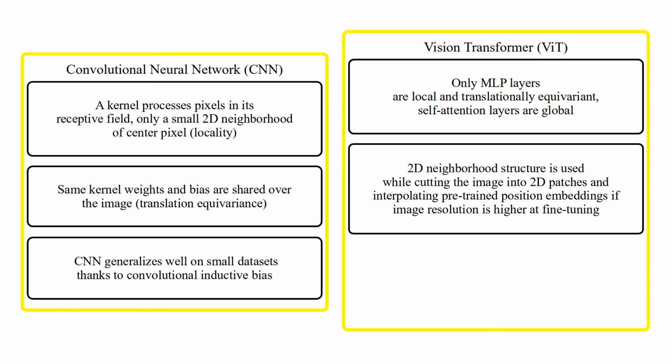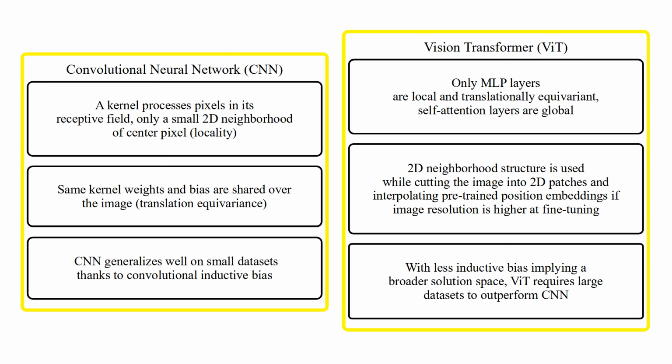CNN generalizes well on small datasets thanks to convolutional inductive bias. With less inductive bias implying a broader solution space, Vision Transformer requires large datasets to outperform CNN.